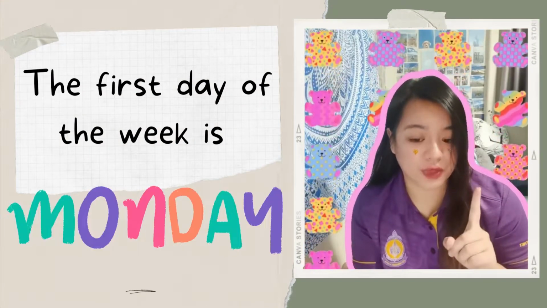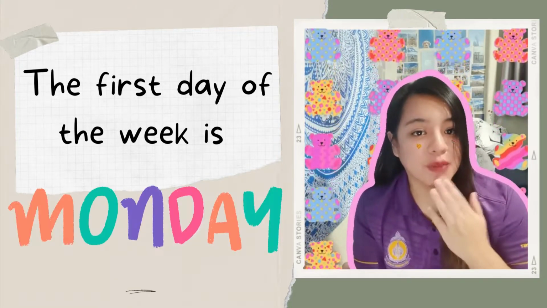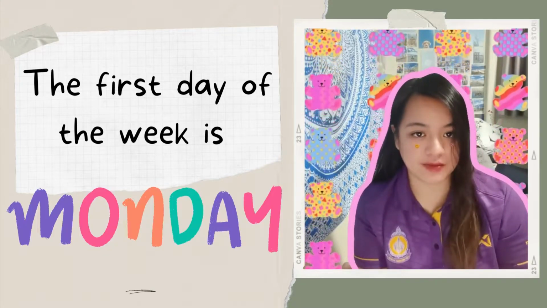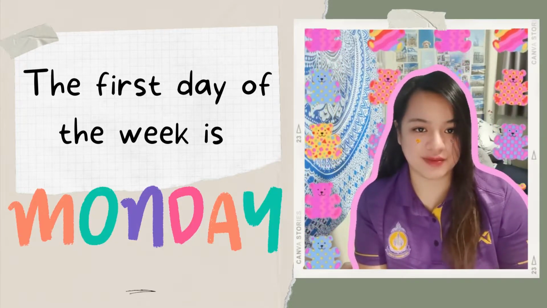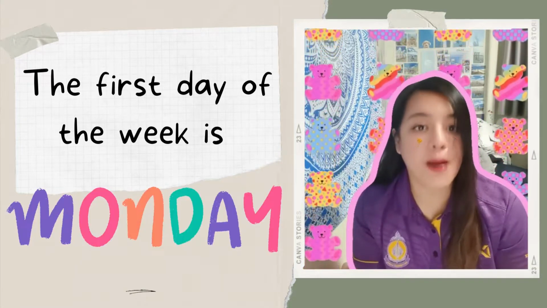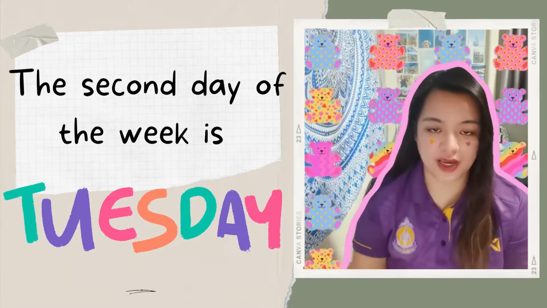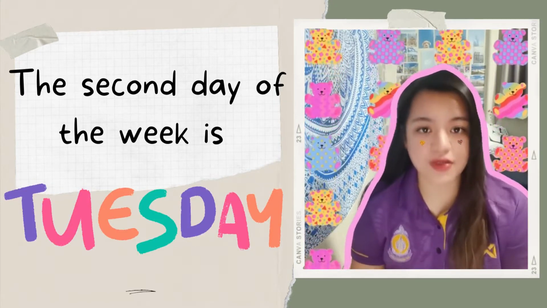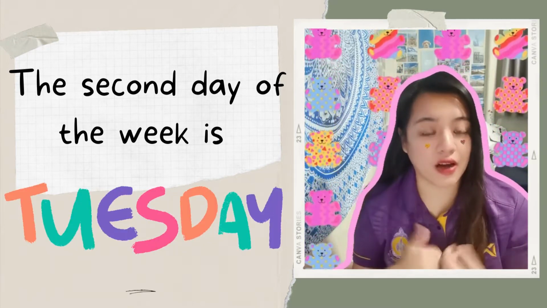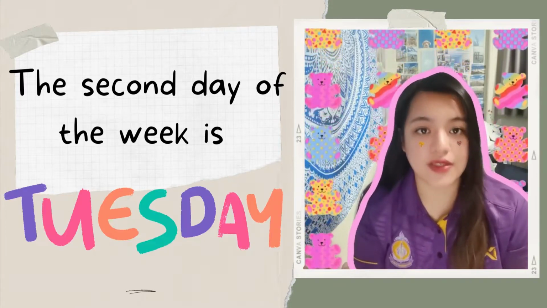The first day of the week is Monday. Repeat after me, Monday. Everybody say Monday. The first day of the week is Monday. Number two, or the second day of the week, is Tuesday. The second day of the week is Tuesday. Repeat after me, Tuesday. Very good.